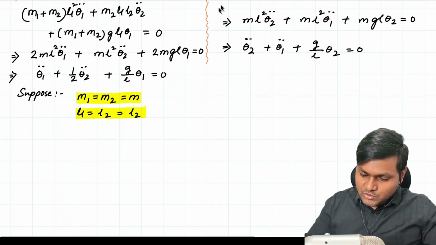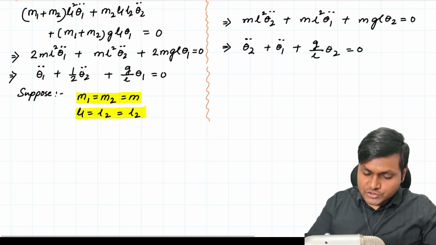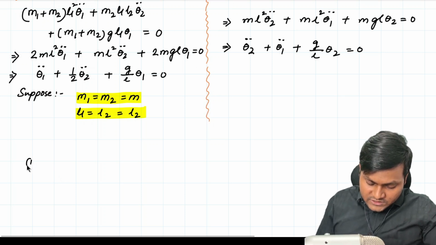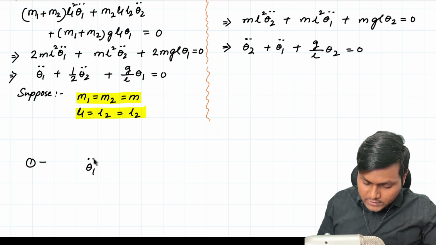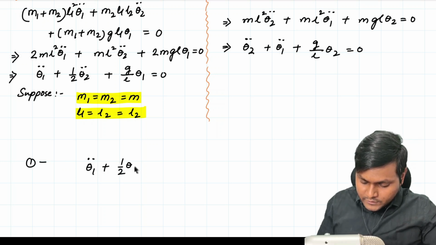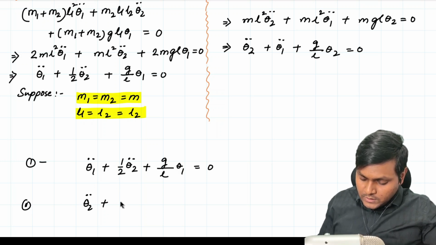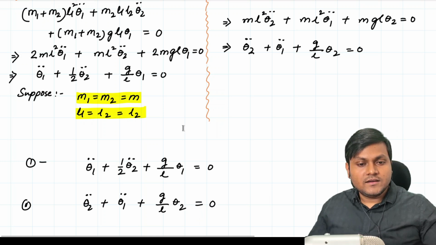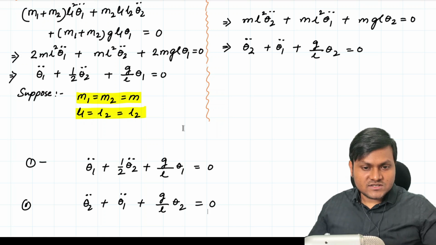So let me write down these two equations finally. So finally, the equations of motion of the double pendulum are: the first equation is theta 1 double dot plus half theta 2 double dot plus g upon L theta 1 is equal to 0. And the second equation is theta 2 double dot plus theta 1 double dot plus g upon L theta 2 is equal to 0. These are the two second order ordinary differential equations corresponding to a double pendulum under small angle approximations.